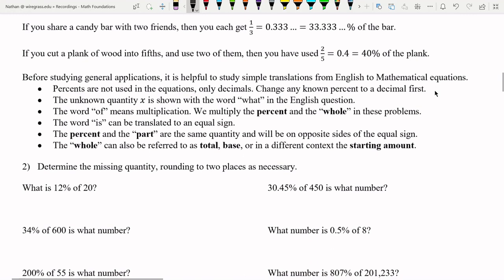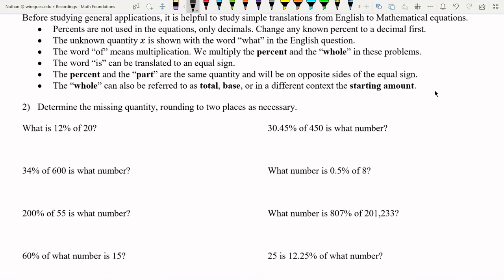There are, of course, a couple things you should keep in mind. First off, percents are never used in equations. You will only ever use decimals in there. So you're going to want to change the percent to a decimal first. Percent is more of a term we use to interpret the meaning of the decimal.